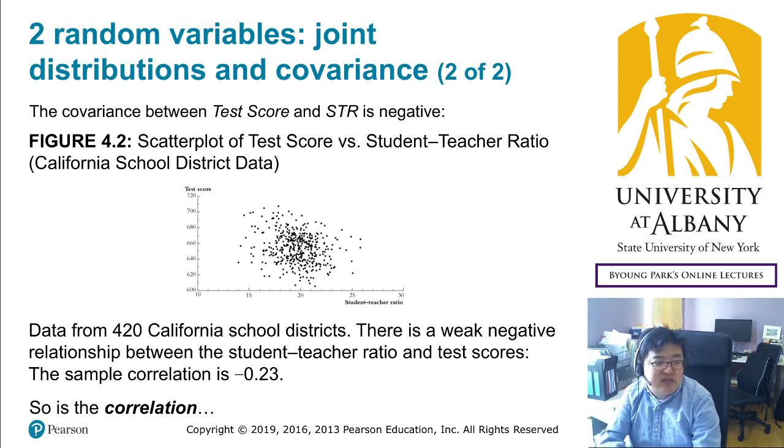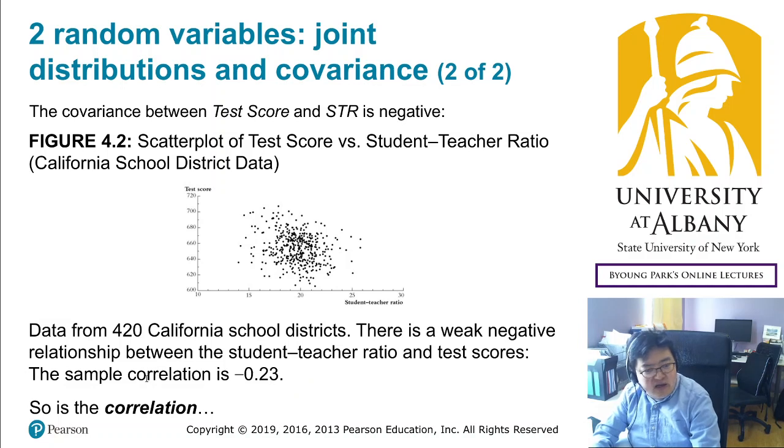Okay, then back to the example. Here you see a negative trend. So the trend, if you imagine a straight line going through the dots, is clearly downward sloping, which means when student-teacher ratio increases, the tendency is that the test score drops. So there is a downward sloping relationship, which implies a negative covariance.